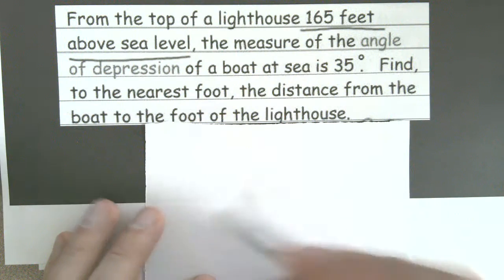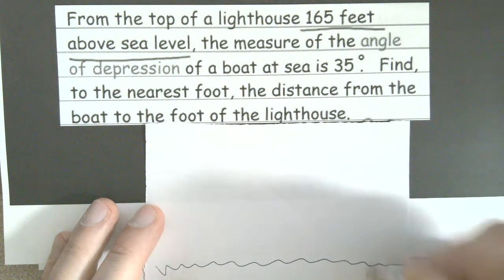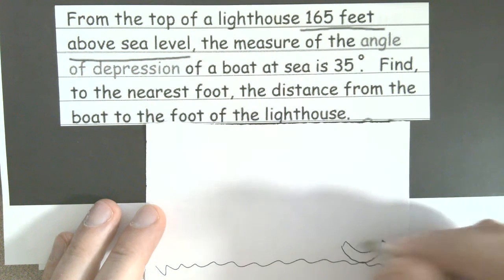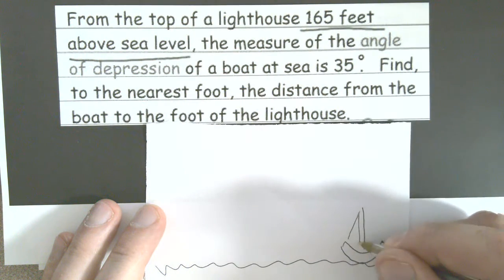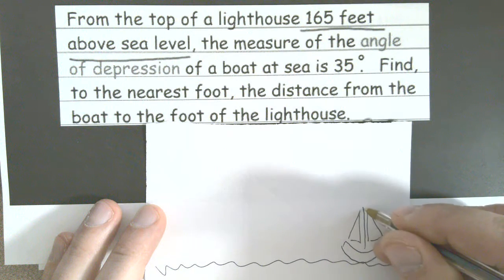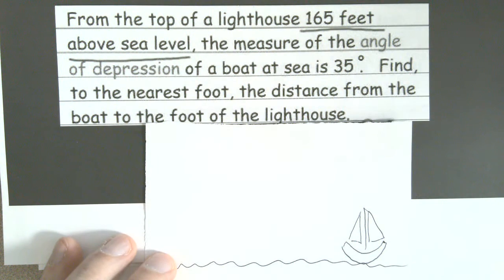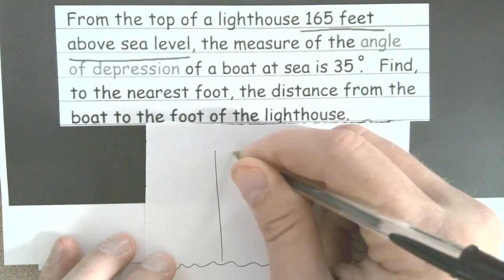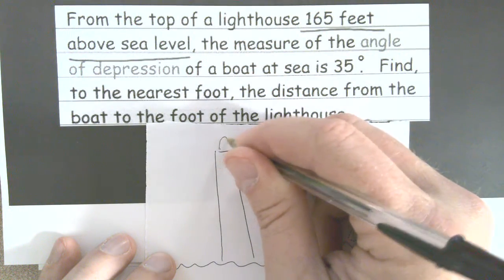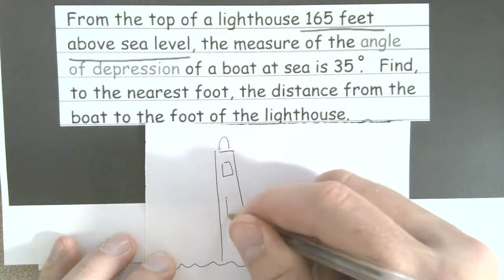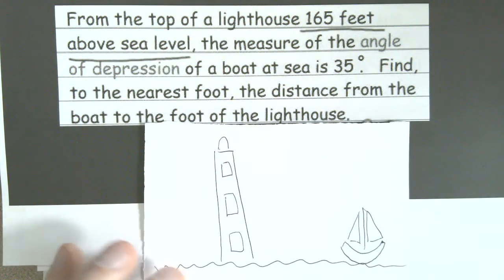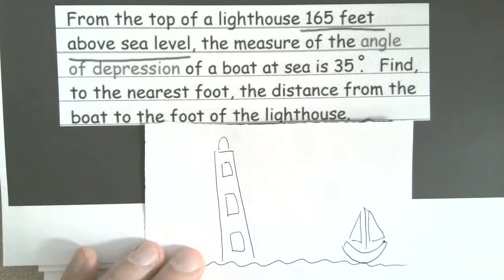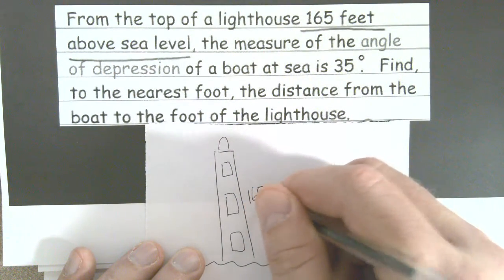So we've got water going. You don't have to be an artist here. I'm not a great artist. We'll make a boat. I'm going to make it a sailboat so it looks like a boat. Then we've got a lighthouse. Now we're saying that the top of the lighthouse is 165 feet, so that's going to be my vertical distance here.